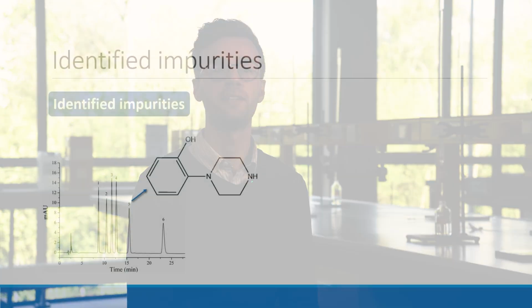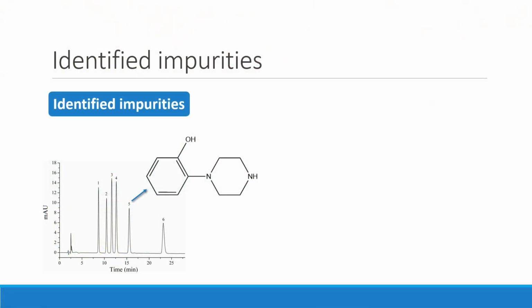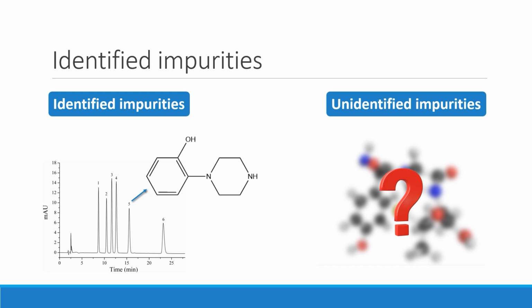Another way of classifying impurities is by assessing whether they are identified, or in other words, the structure is fully known. Identified impurities are precisely known and chemically characterized using techniques such as chromatography and spectrometry. The chemical structure of the impurity is known. Unidentified impurities, on the contrary, are present but not yet characterized. Their chemical structure is not known.